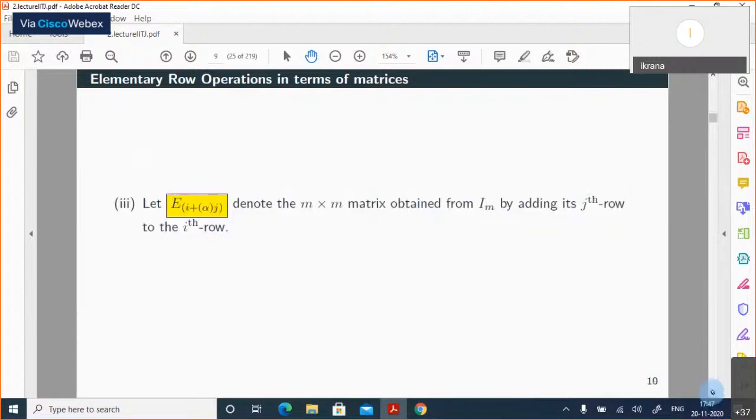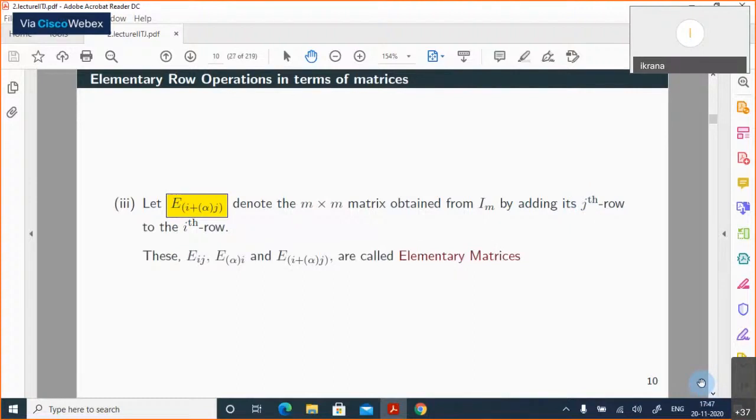Okay. So the third was addition. So let us do the addition. So you can combine the earlier one also. So I plus alpha E_ij. That means take the jth row, multiply by alpha, and add it to the ith row. Okay, here is a typo. I think you can take alpha equal to 1, or you can write alpha here. It's the same operation that we do. So that elementary operation we are doing.